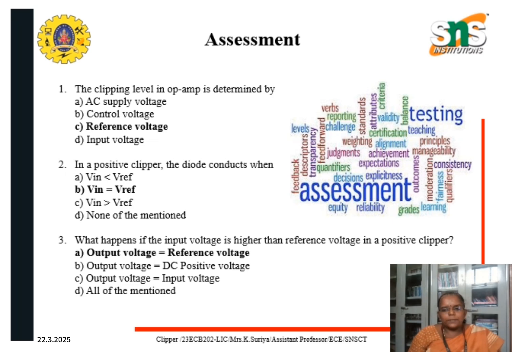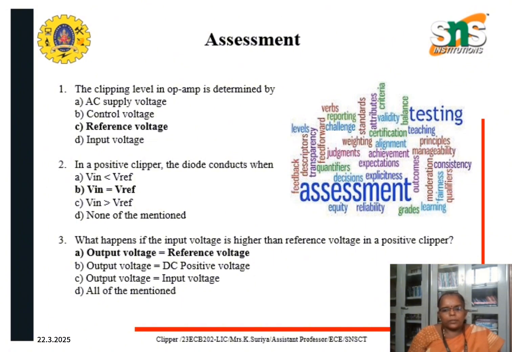Let us take up some assessment questions. The clipping level in an op-amp is determined by: the options are AC supply voltage, control voltage, reference voltage, and input voltage. Yes, the answer is reference voltage. Reference voltage always determines the clipping level.